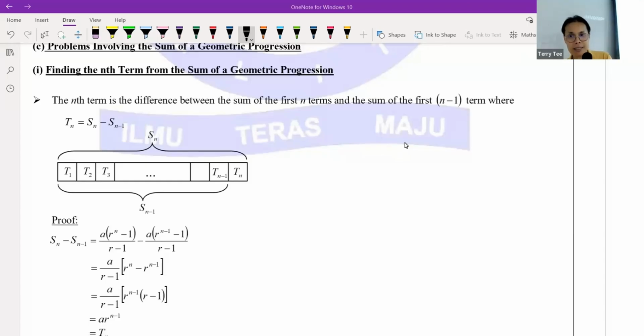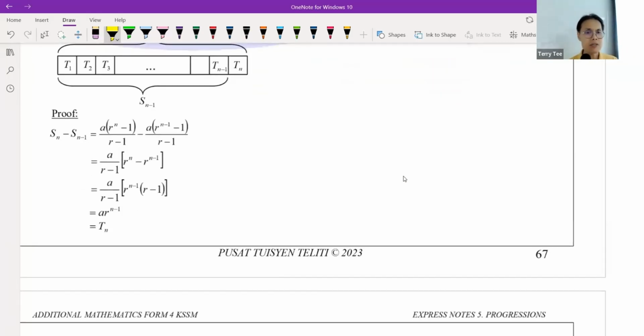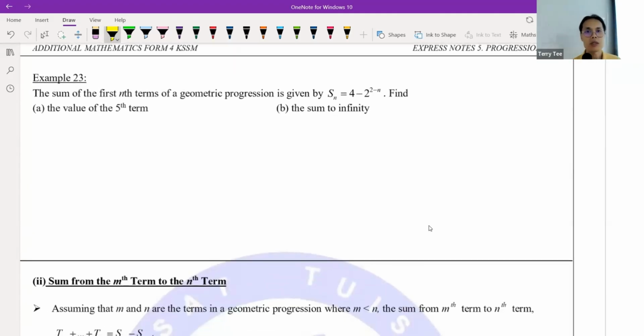Okay, finding Tn from Sn, we have this formula in arithmetic, but this is for geometric. So it's the same thing. I think the proof, you can work it out yourself. The proof for this is easier than arithmetic. Arithmetic is harder. Geometric is easier. You can try to work it out. It's not difficult.